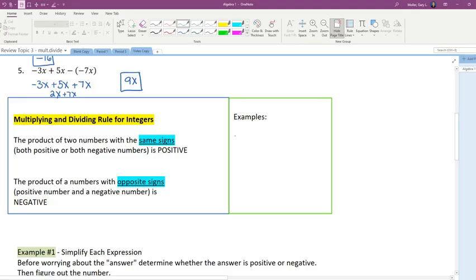So if I'm multiplying a negative 2 times a negative 3, then I know the answer is going to be 2 times 3, which is 6. And again, consider the signs separately. A negative times a negative is a positive. So the answer would be positive 6.